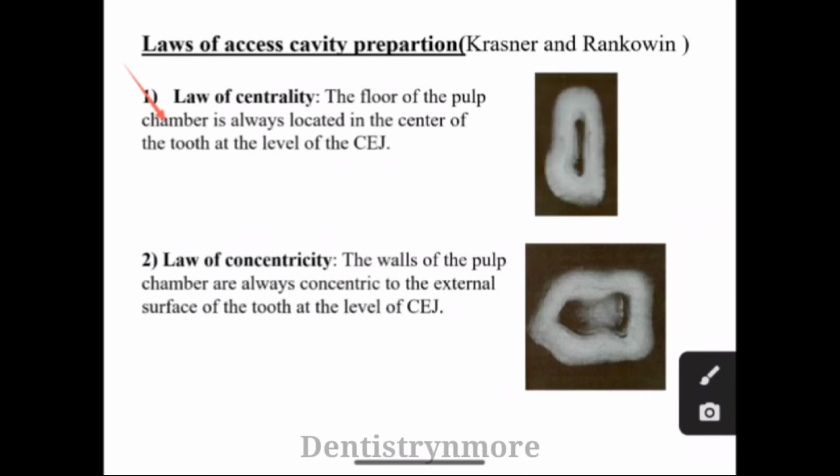So here in the figure you can see the law of centrality, that is, the floor of the pulp chamber is always located in the center of the tooth at the level of the CEJ. And the second law is law of concentricity, that the walls of the pulp chamber are always concentric to the external surface of the tooth at the level of the CEJ. And the second figure shows the law of concentricity.